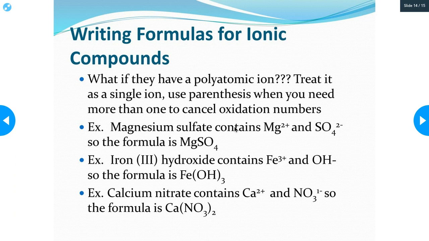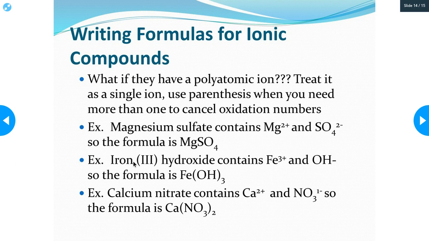So we have magnesium sulfate. Magnesium contains Mg2 plus. So because it's in group 2, it's a 2 plus. Sulfate, because it ends in ATE, you know it's a polyatomic ion. So you just look at the back of your periodic table and you just look up sulfate. And so the sulfate ion is SO4, 2 minus. And this is a perfect combination, 2 plus, 2 minus. They cancel out. So our formula is MgSO4.